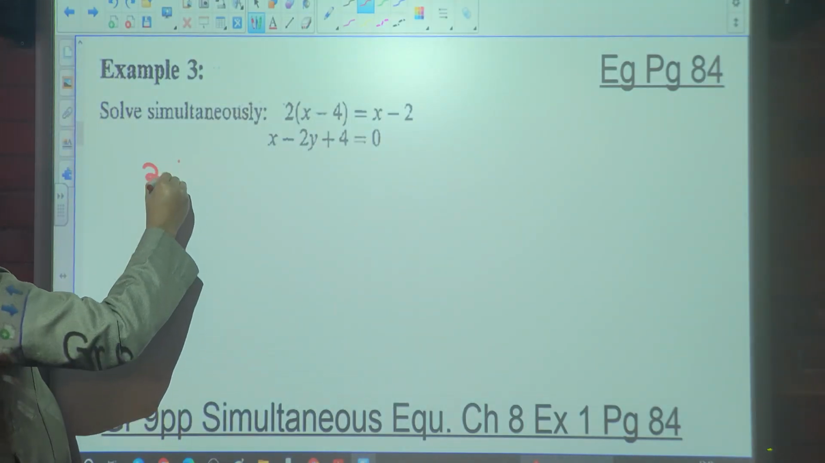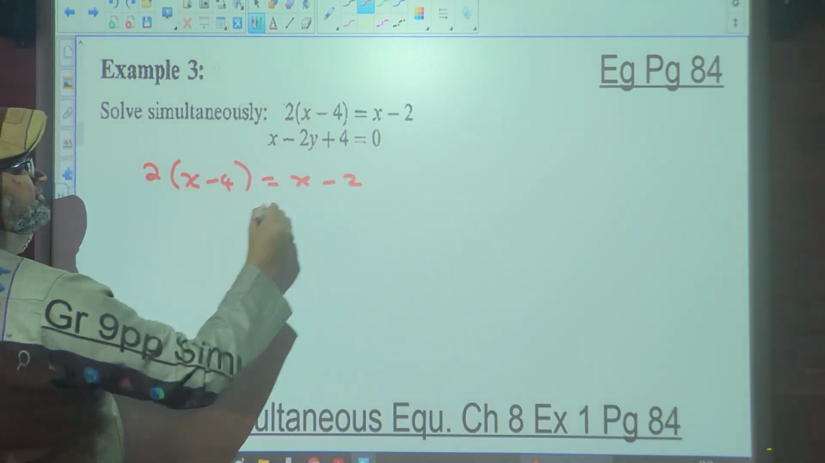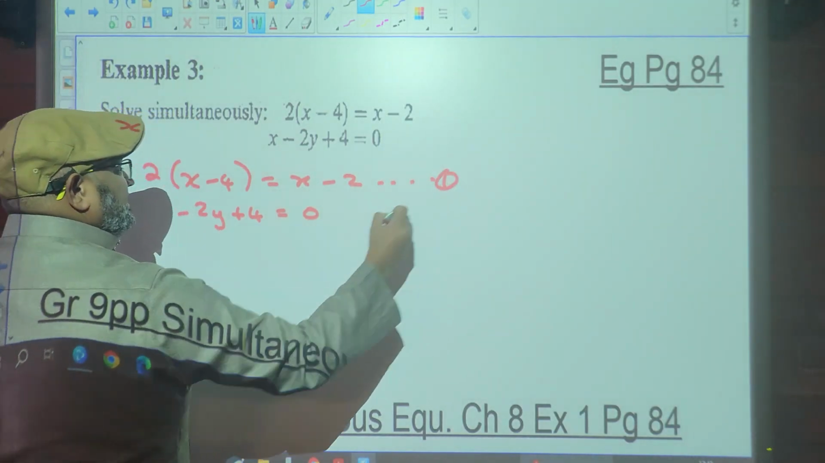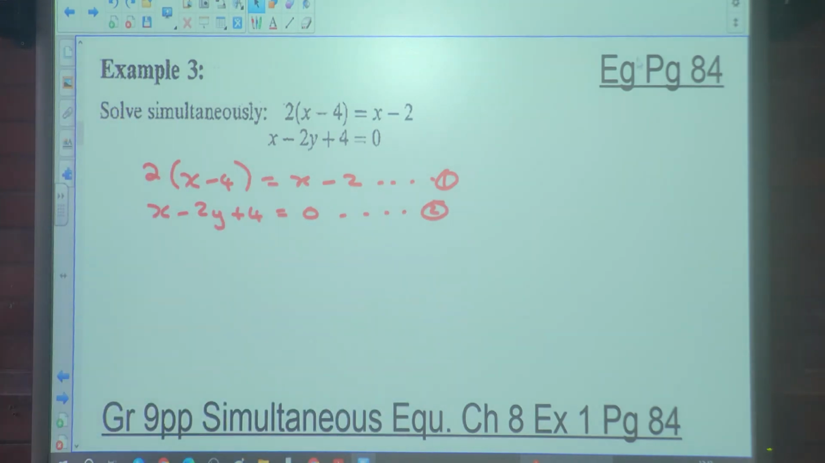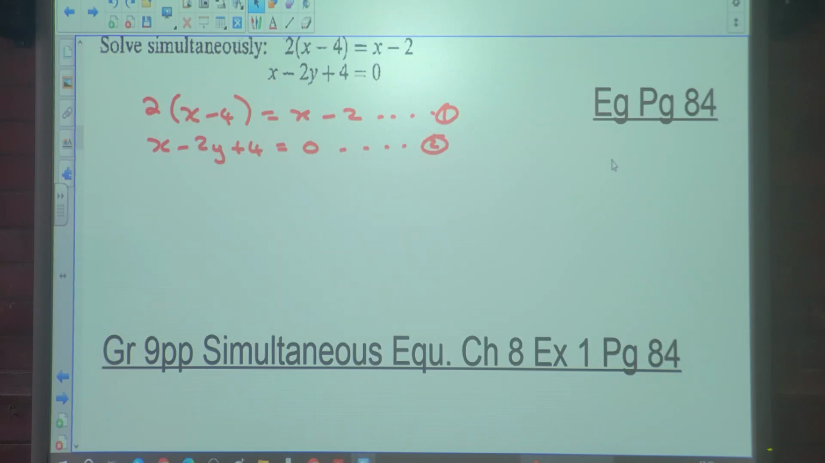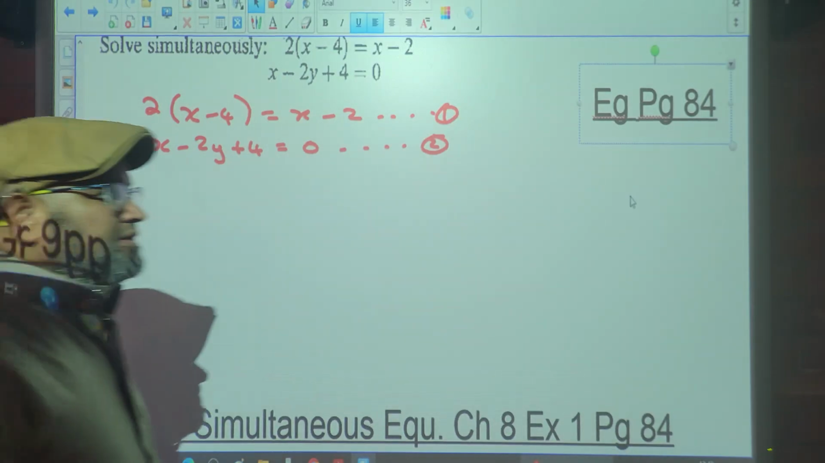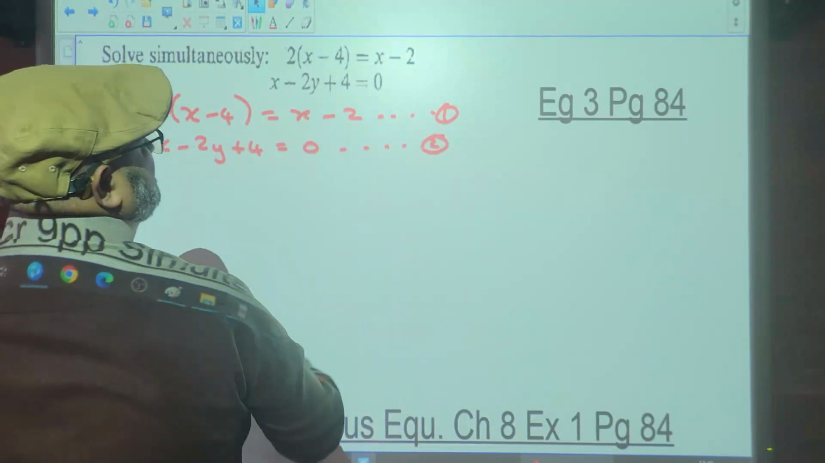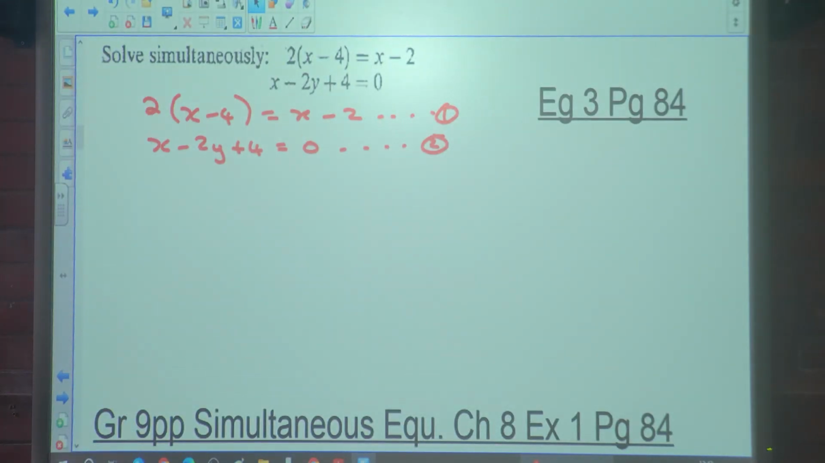So we have two equations. We got 2 into x minus 4 equals x minus 2, and then we got x minus 2y plus 4 is equal to 0. This is equation 1 and equation 2. Okay, so this is example 3 on page 84: 2 into x minus 4 is equal to x minus 2, that's equation 1, and x minus 2y plus 4 is equal to 0, equation 2.